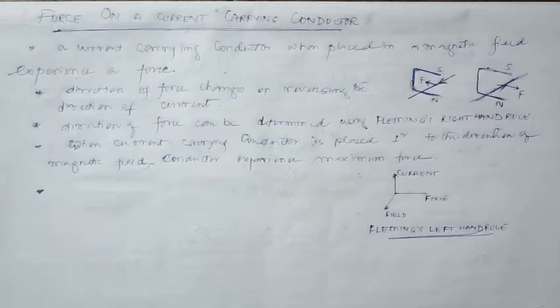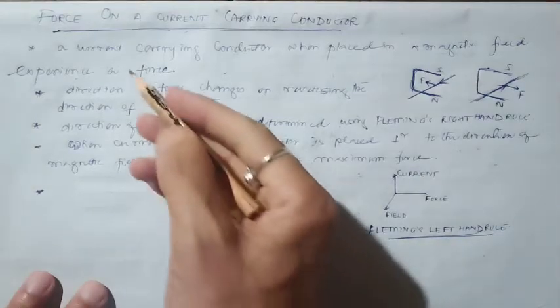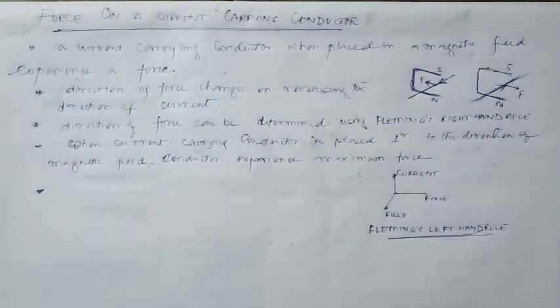Student, one more point we will discuss. That's force on a current carrying conductor. So we have completed the magnetic field produced by current carrying straight conductors, current carrying circular loops and current carrying solenoids. Now let's discuss one very important point, that's force on a current carrying conductor. Student, suppose you have a current carrying conductor.